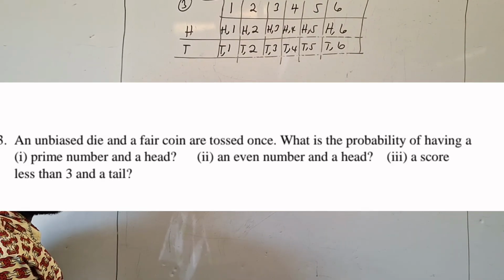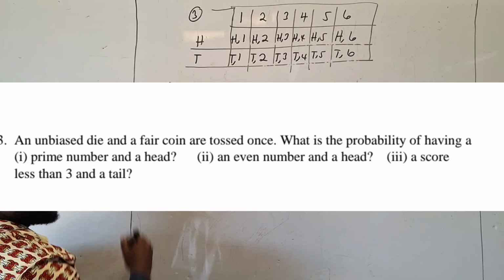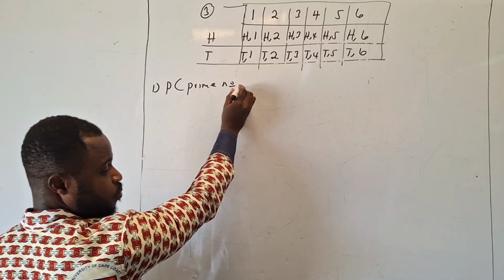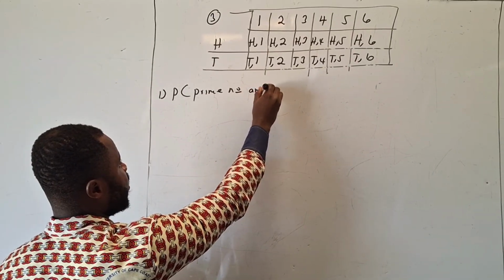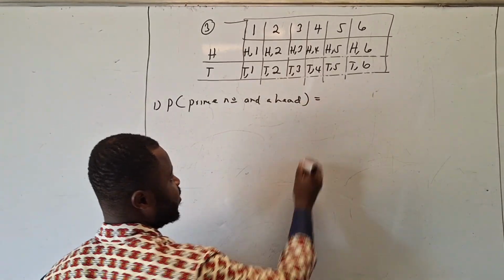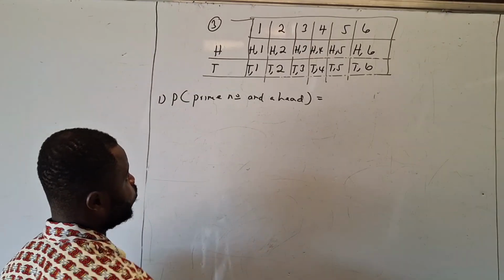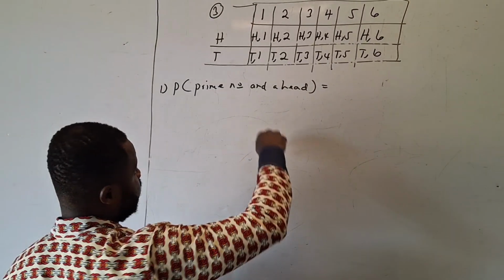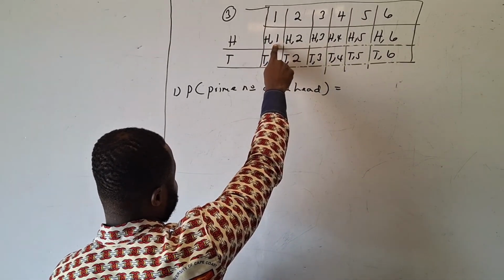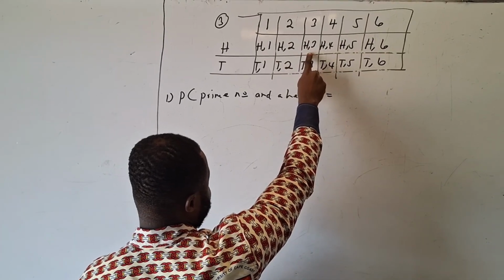Now, the next question. I. The probability of obtaining a prime number and a head. Now what are prime numbers? Numbers with only 2 factors. So for a prime number and a head, check the head column. 1 is not a prime number, it has only 1 factor. So we have 2, which qualifies: 1 and 2. 3: 1 and 3. But the factors of 4 are 1, 2 and 4.